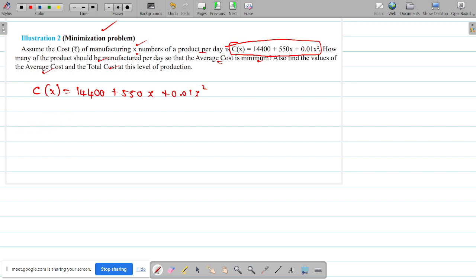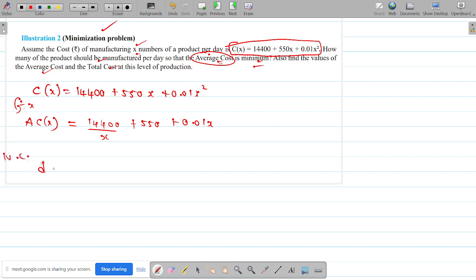So it is asked to find when the average cost function is minimum. So let me go for finding the average cost. Directly பண்ணக்கூடாது, average cost function minimum னு சொல்லிருக்காங்க. So you have to find the average cost first. So the average cost function is this one divided by X. So this will look like 14,400 divided by X plus 550 plus 0.01X. Correct?